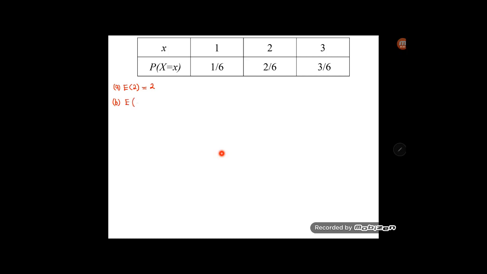Okay, B. Expectation of X is equal to the summation of x times the probability of x. So we will get 1 times 1 over 6 plus 2 times 2 over 6 plus 3 times 3 over 6. Then when we calculate this, we will get 7 over 3.